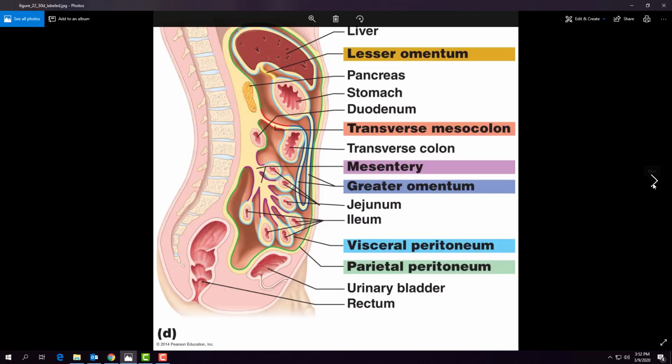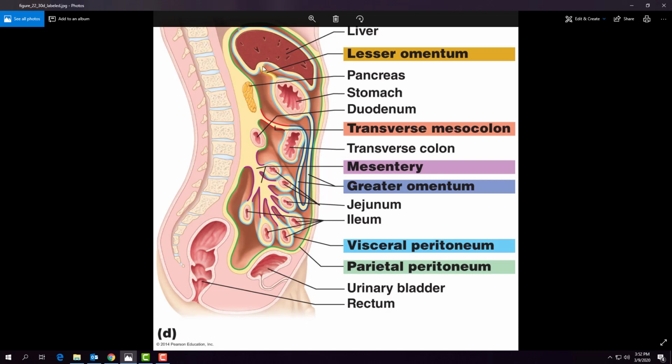And then we have a diagram that will show the actual peritoneum and those structures that we've already looked at. So here in this green is the parietal peritoneum that's going to cover the body wall. And then the blue touching the organs, again, will be the visceral peritoneum. Then here is the greater omentum that comes off of the greater curvature of the stomach and attaches up here on the transverse colon.